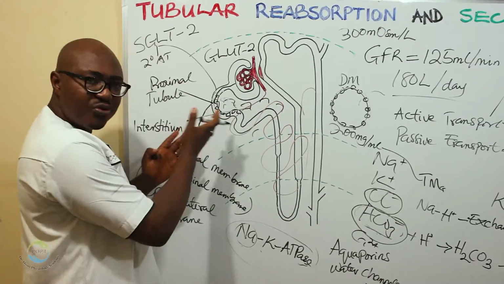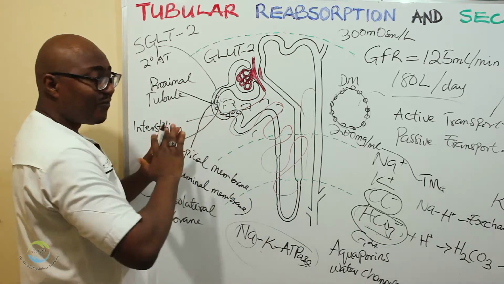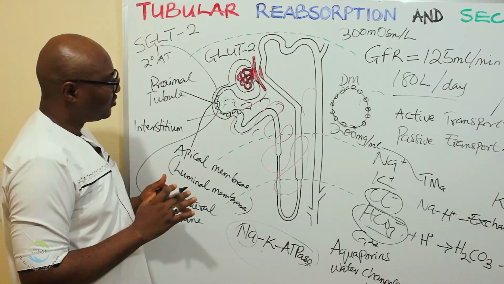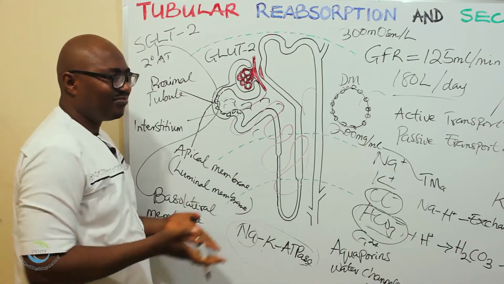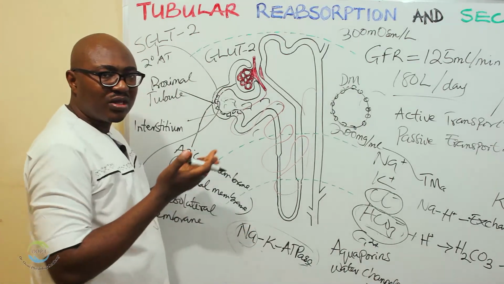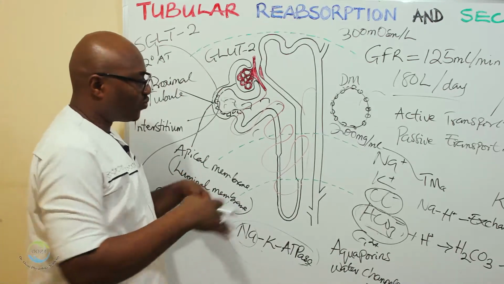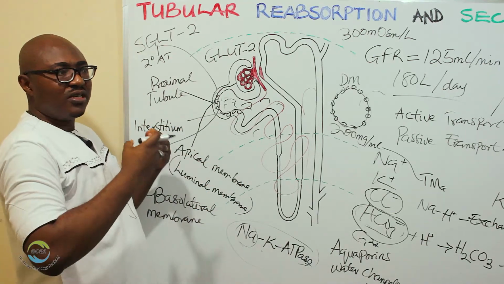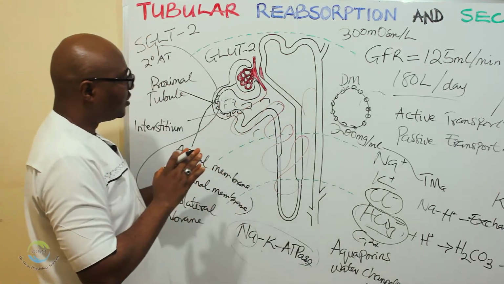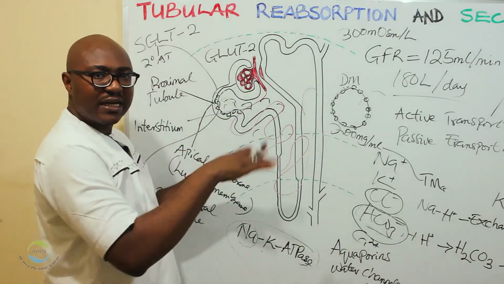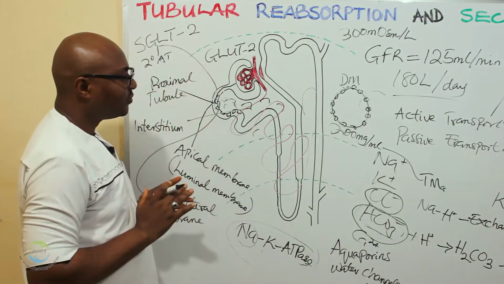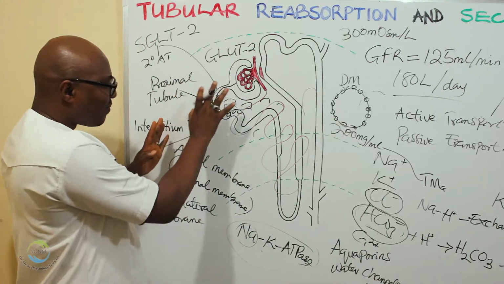Then urea also is reabsorbed at this place. About 50% of urea is reabsorbed in this proximal tubule. But it goes along with water. Once water is reabsorbed, the concentration of urea rises, so it now favors urea going. So it's called solvent drag. Water drags it along. So that is the proximal tubule.